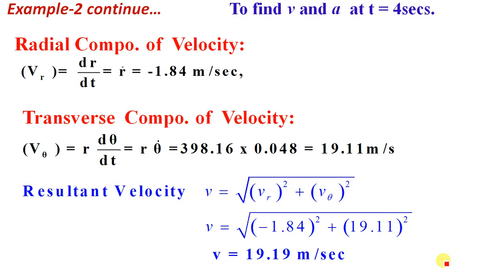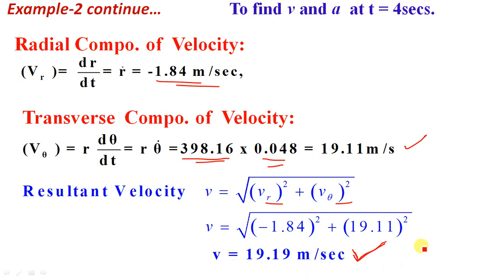Then we have to find the radial component of velocity. What is that component? It is r dot, that is minus 1.84 meter per second. Now the transverse component of velocity is v θ equal to r θ dot. So substitute the value of r, 398.16, and θ dot, which we have already calculated, that is 0.48. From that you will get the value of v θ. Substitute the values of v r and v θ in this formula, and you will get the total velocity v at t equal to 4 seconds.